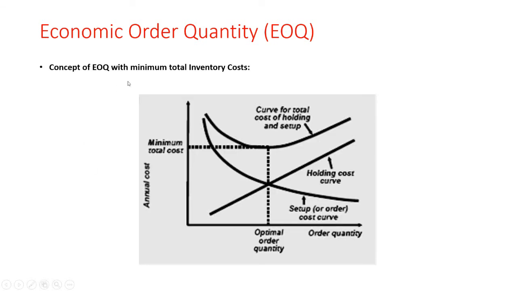In the concept of economic order quantity with the minimum total inventory cost, the graph shows the optimal order quantity on the x-axis and the annual cost on the y-axis. Here we get the minimum total inventory cost. There are different straight and curved lines present. Here we have the holding cost curve for the total cost of holding and setup, and we have the setup or order cost curve. We get the optimal order quantity and minimum total cost in this graph.